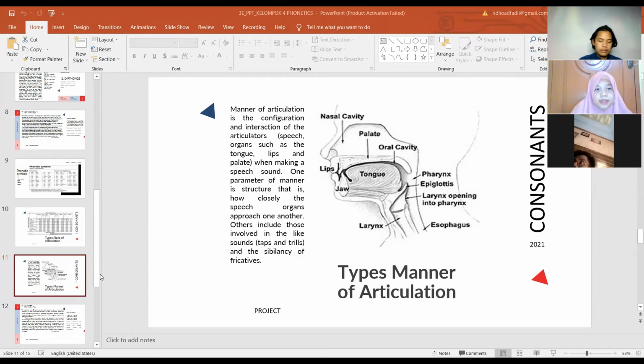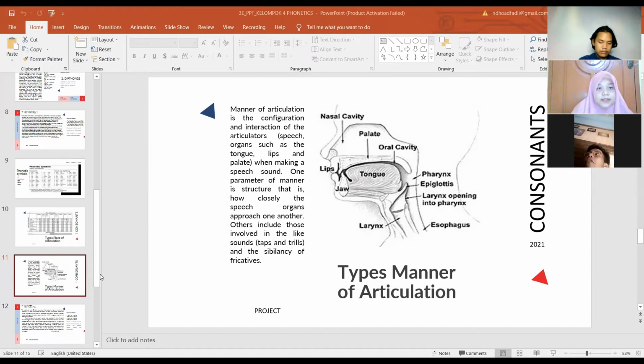3. Nasal is when the mouth is completely closed. The back of the palate is kept low so that air freely passes through the nasal cavity. For example, M and N.